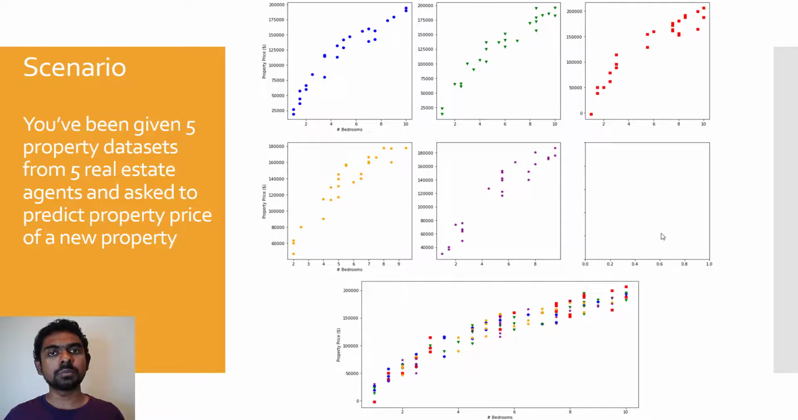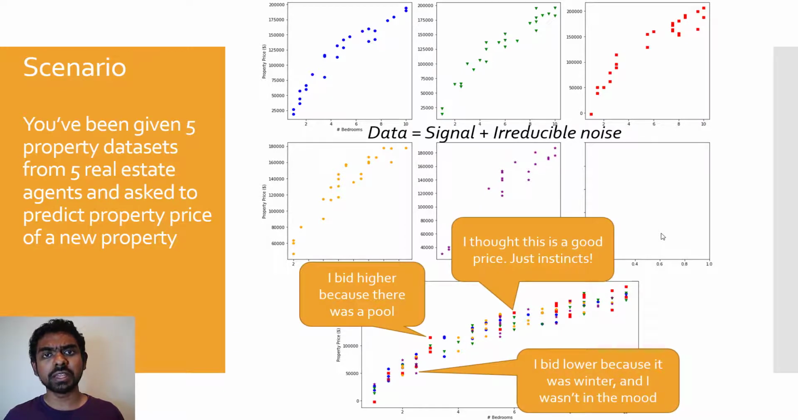However, there's an important thing you need to learn. Data consists of a true signal, or a function that we are actually interested in modeling, plus some irreducible noise. What does this irreducible noise look like? For example, in our case, there might be a person who bid higher because there was a pool.